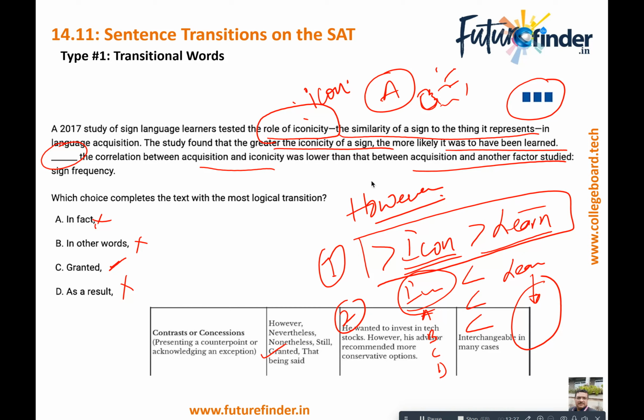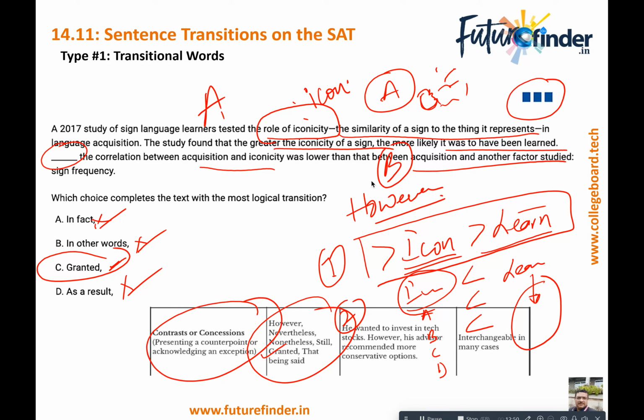question to attempt. I'm sure that the only thing we are left with is to understand the relationship between two parts, say part A and part B. The moment we understand the relationship and test the words, say for in fact, a very simple word, in fact, in other words, as a result, this has got nothing to do with contrast. So the only word that, even if we don't remember that granted falls under the category of contrast and concessions, even if we know the meaning of the word granted, I mean the way it is used, right?